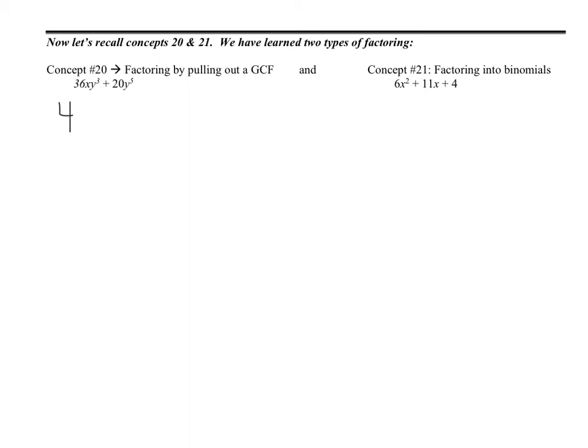They would both have to have an x in common, but they do have 3 y's in common. So my GCF is going to be 4y to the third. And so then I would put in parentheses 9x plus 5y to the second. And that would be, again, just a reminder of factoring by GCF.